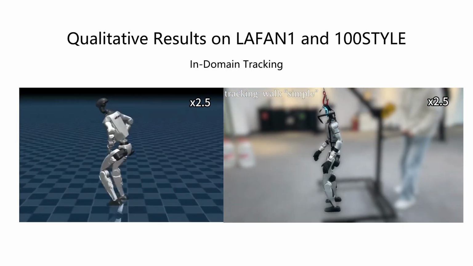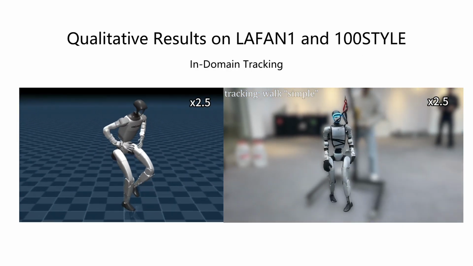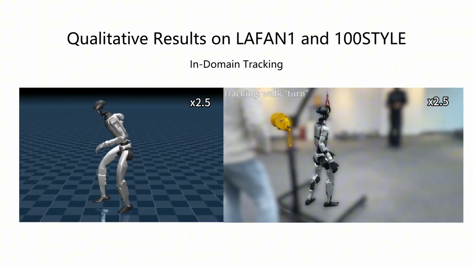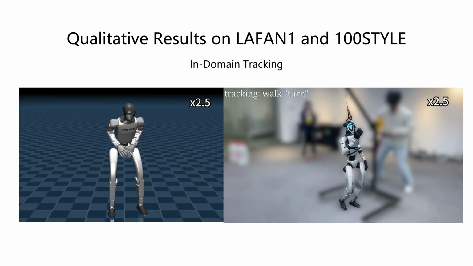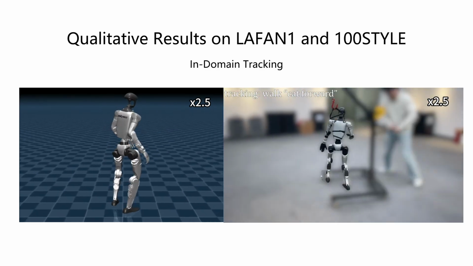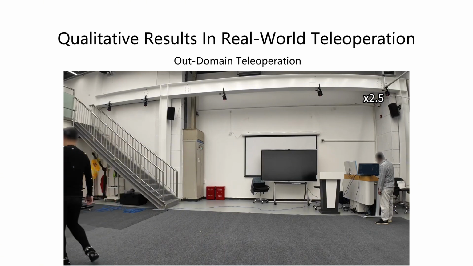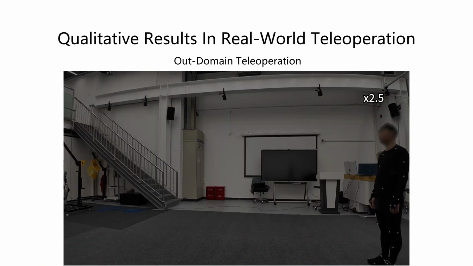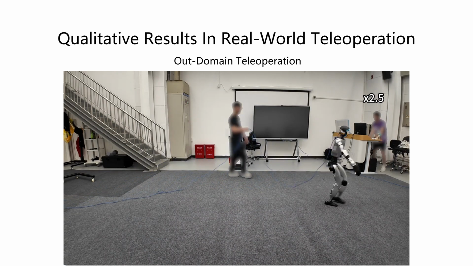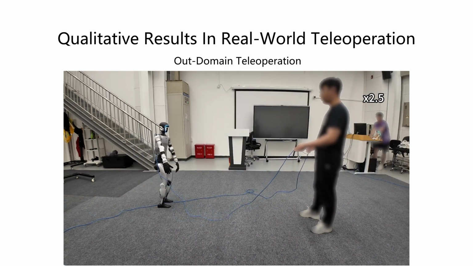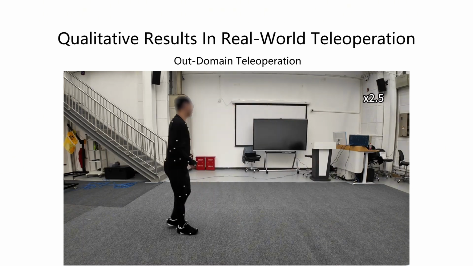We used two representative human motion datasets, LAFAN1 and 100STYLE, to evaluate in-domain performance and analyze how different modalities affect whole-body control. We further evaluate real-world teleoperation in out-of-domain scenarios. Without fine-tuning on any teleoperation data, these experiments directly measure transfer capability.